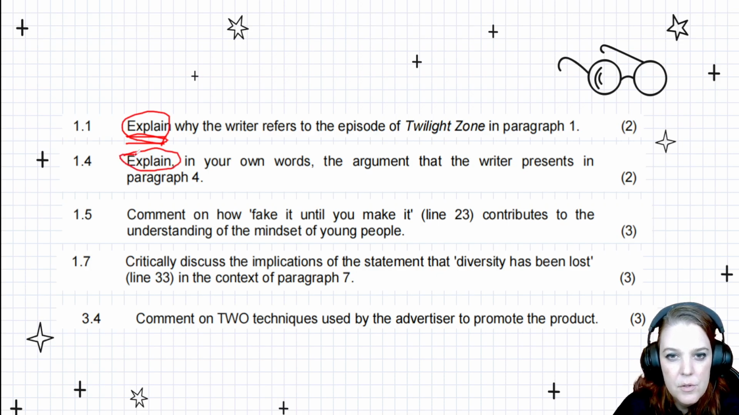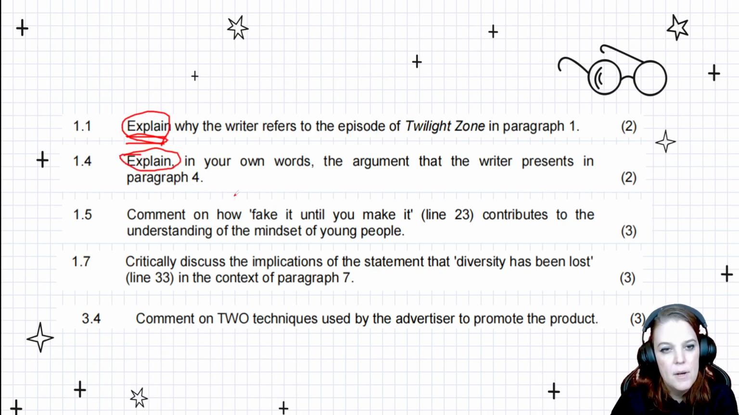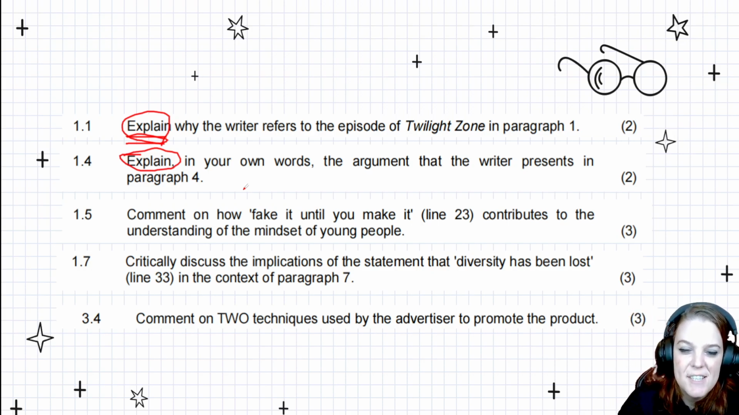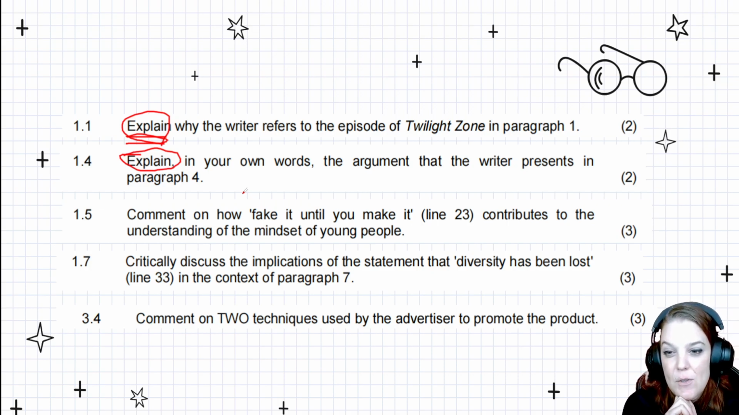Explain in your own words the argument the writer presents in paragraph 4. Again, we don't have any context for any of these questions here. I've literally just taken the question out of various different papers and then put them into this PowerPoint for us here. But we're mainly looking at identifying those question words here.